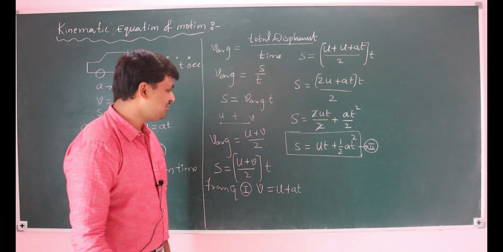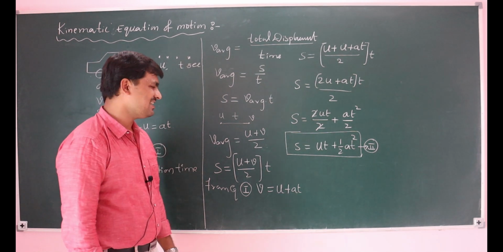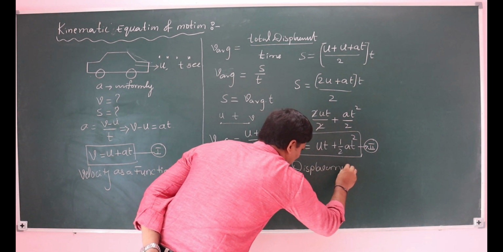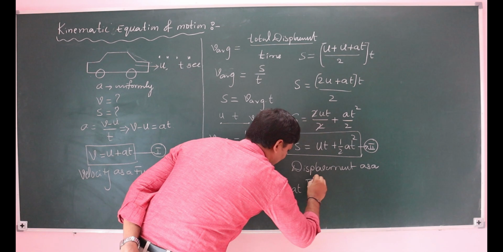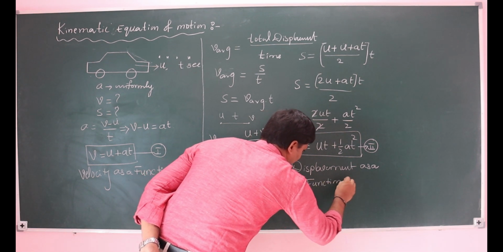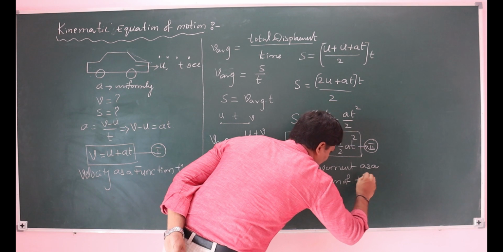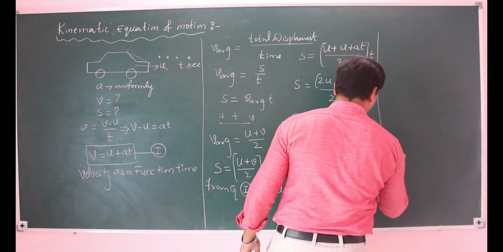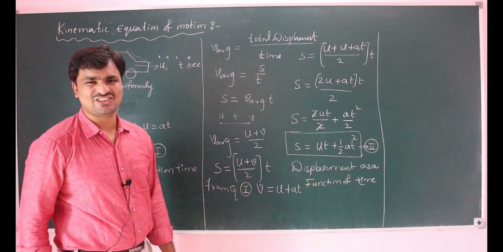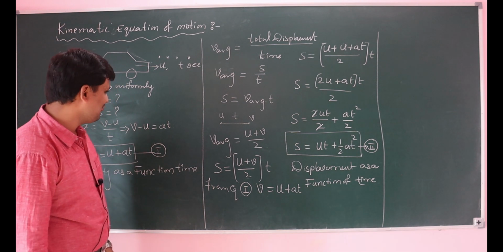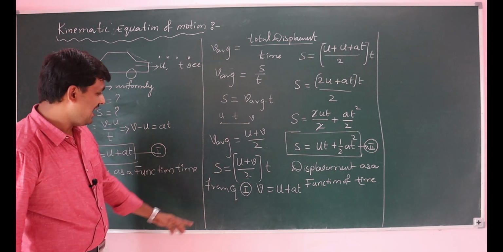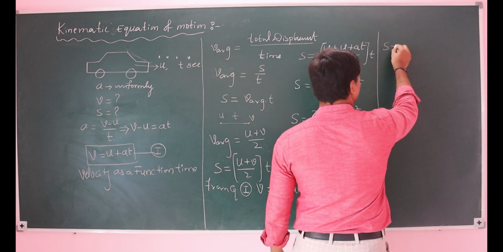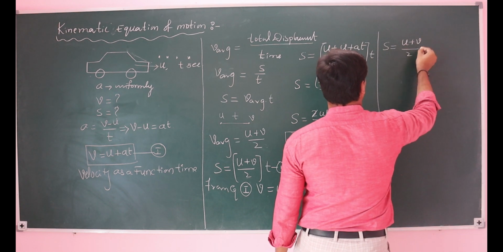What is the name of this equation? We name it displacement as a function of time. Let's come to the last equation, the third equation of motion. Here I'm using this expression: s is equal to (u plus v) by 2 into t.